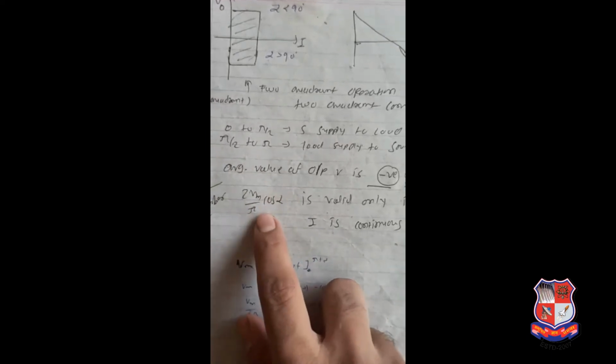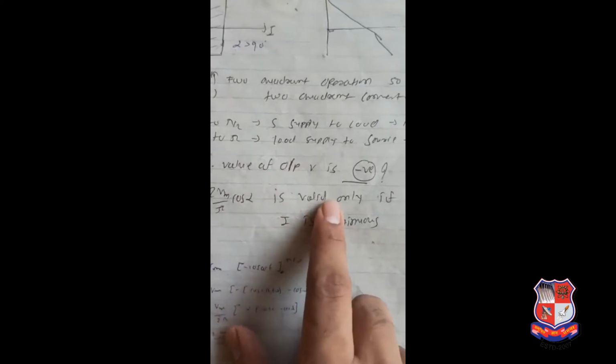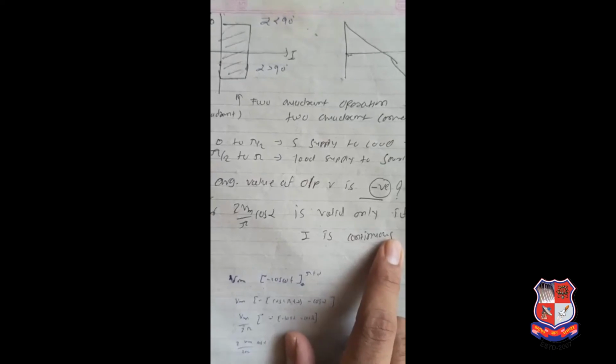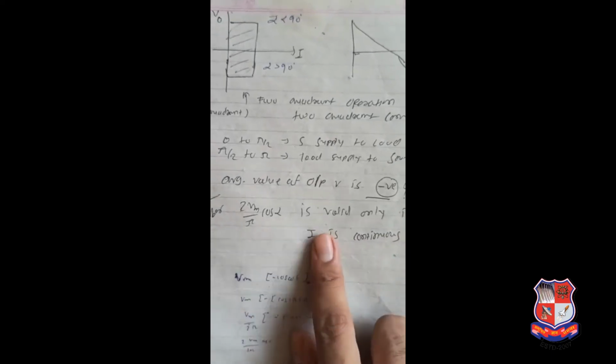I hope you understand why it is called a two quadrant converter: if you keep alpha greater than 90, you get negative average output voltage, and if you keep alpha less than 90 degrees, you get positive output voltage. The equation 2 Vm by pi into cos alpha is valid only if the load current is continuous. If the load is RLE type, then this equation is not valid. The equation is valid only for continuous load current. I hope you understand. Thank you.